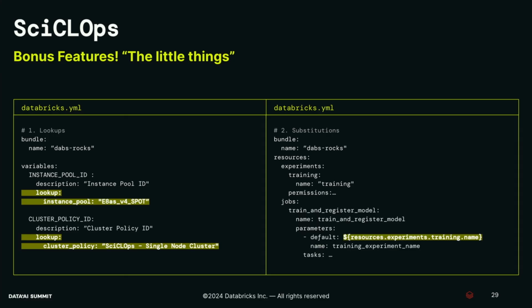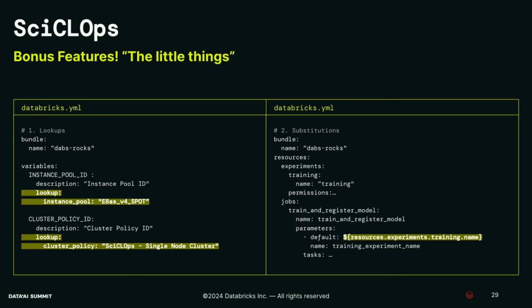And when the bundle deploy is executed, it looks up the ID of that instance pool for usage in later job specs or anything else that might need to use an instance pool. So this was a huge lift on the user experience, because before we had maybe 20 different instance pools to pick from across 3 to 4 different workspaces a team might be deploying to.